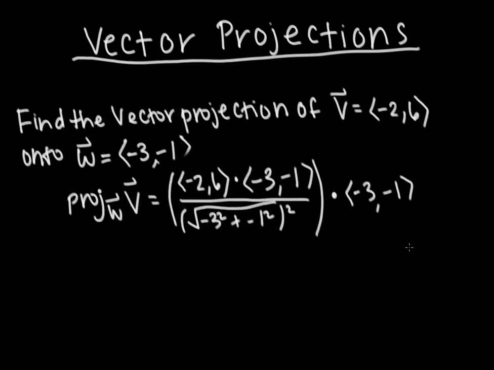So we're going to do a couple of examples. In this problem, we're going to find the vector projection of vector V onto vector W. So we have our equation set up here: the dot product of vector V and vector W over the magnitude of vector W squared times vector W. So the dot product of vector V and vector W is 0, and the magnitude squared of vector W is 10. And then you multiply that by vector W.